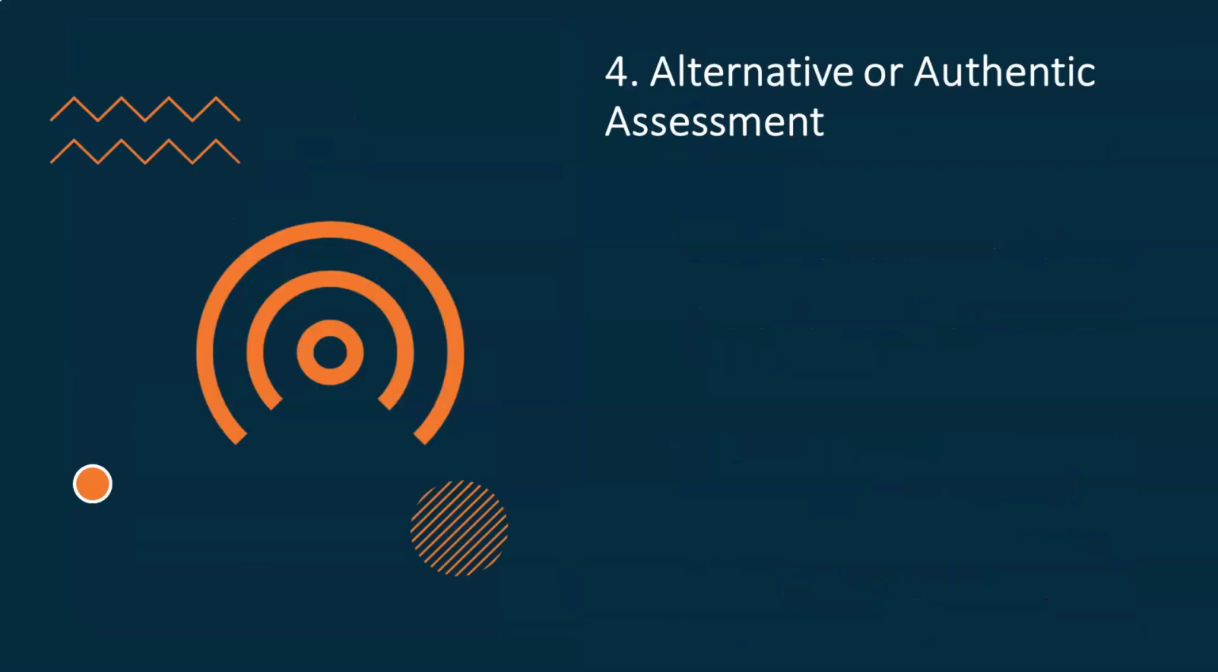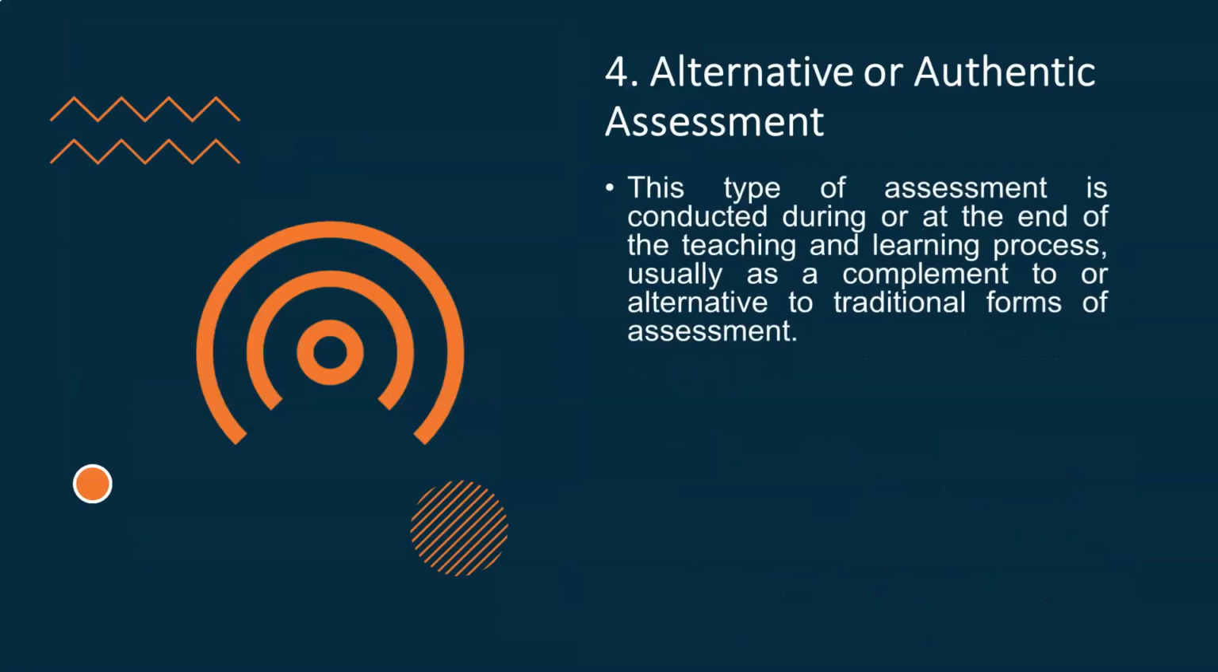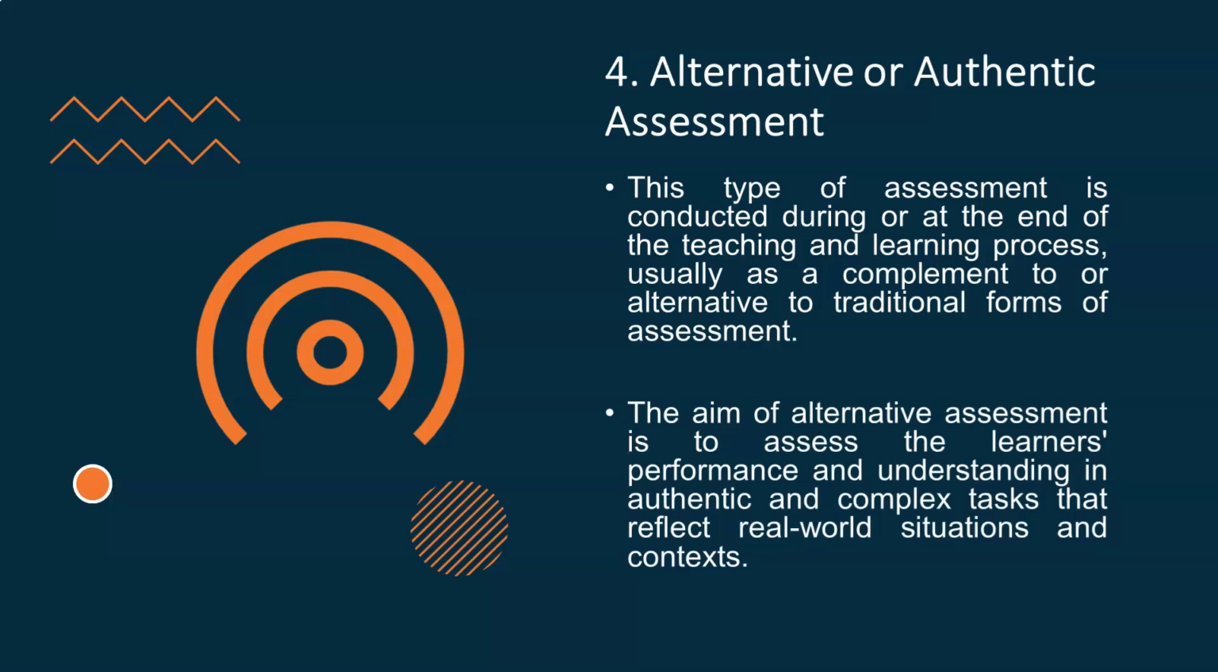4. Alternative or authentic assessment. This type of assessment is conducted during or at the end of the teaching and learning process, usually as a complement to or alternative to traditional forms of assessment. The aim of alternative assessment is to assess the learner's performance and understanding in authentic and complex tasks that reflect real-world situations and contexts. Alternative assessment can also enhance the learner's creativity, critical thinking, problem-solving, and collaboration skills. Examples of alternative assessment include simulations, games, case studies, demonstrations, experiments, and portfolios.